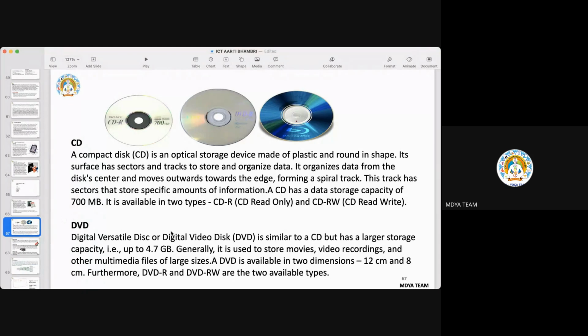Now these DVDs have larger storage, but not as much as SSDs: 4.7 GB. Generally it is used for storing movies, video recordings or other multimedia files, maybe in 2 dimensions only. They are 12 centimeter by 8 centimeter. Again, they are of read type or read and write both ways. You can read and you can write, so both types are available.